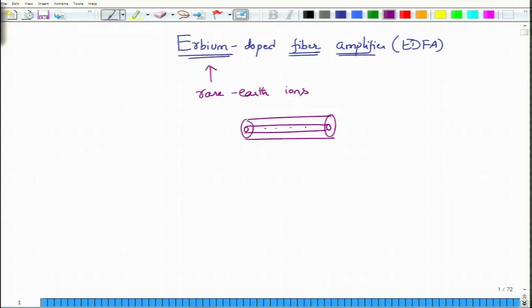when you do that, what you create is this: the erbium ions have many states possible. The ground state is N1 or E1, let us say, that is the energy of the ground state, and then you have the next higher order states.